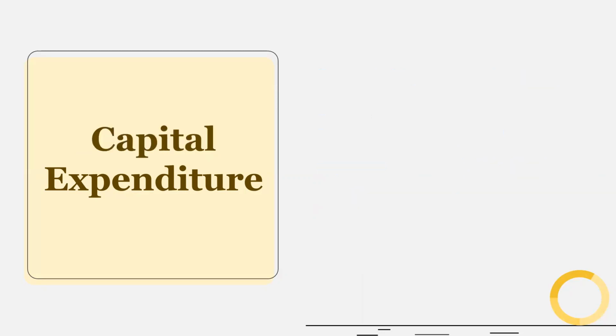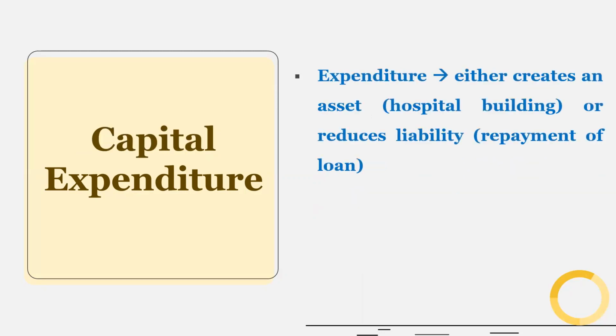Let's understand the capital expenditure. Expenditure which either creates an asset or reduces liability is known as capital expenditure. So if government builds a new hospital or school or airport or railway station, that creates an asset. And if government repays the loan, that reduces the liability, and therefore they are known as capital expenditure. And these are financed out of capital receipts.